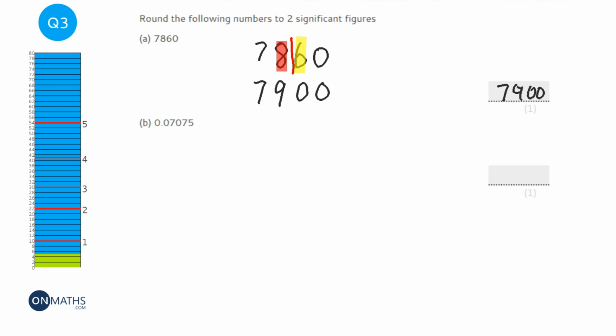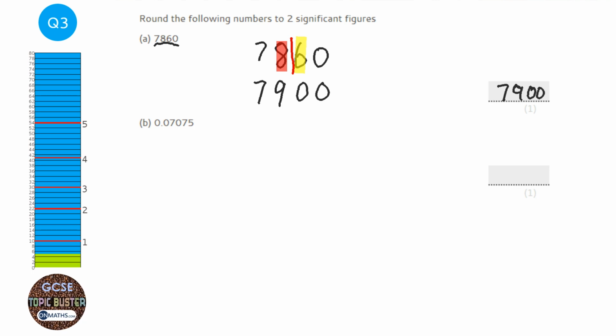Now a good way to check your answer, because a common mistake for this is to write 79, is if you imagine 7,860 people came to your party, and someone said, oh, roughly how many people came, 7,900 is a good estimate. It's roughly about the amount of people who were gone. But if you said 79, that would be a bit odd. Okay, and the point of significant figures is to round things, so we're roughly right.